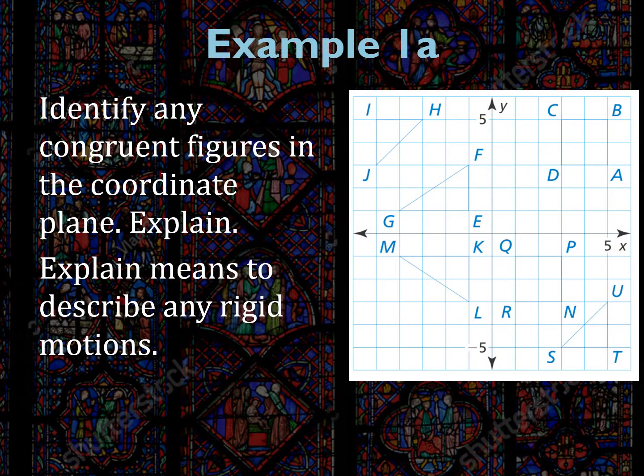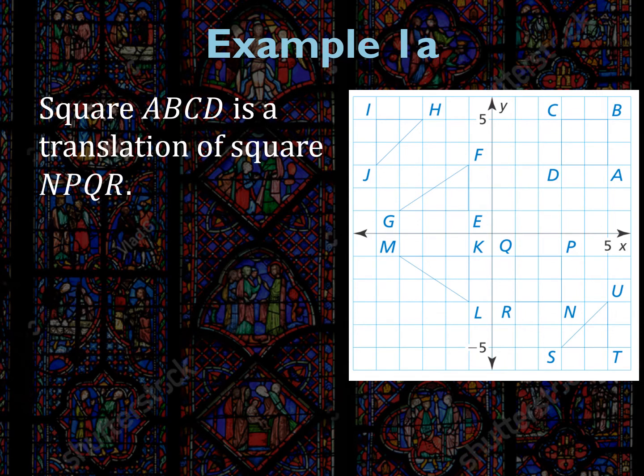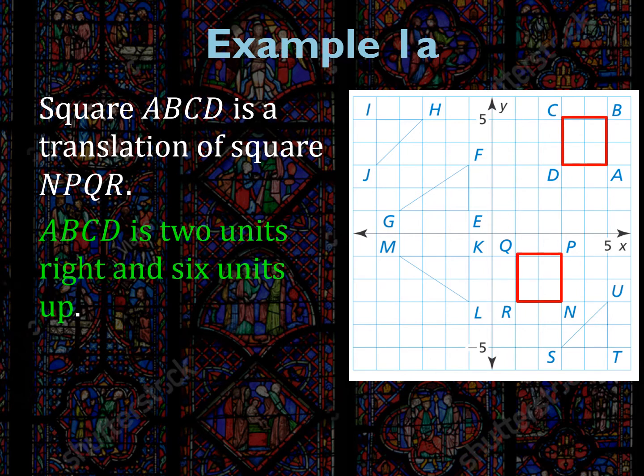Example 1a, identify any congruent figures in the coordinate plane. Explain. Now in this case, explain means to describe any rigid motion. So which shapes are the same size and shape? So square ABCD is a translation of square NPQR. Notice that ABCD is 2 units to the right and 6 units above square NPQR. So in this case, we would say square ABCD is congruent, so there's your congruency symbol, to square NPQR.